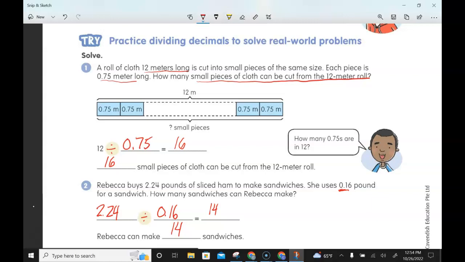So this concludes the video on lesson 3.6, which is dividing real world problems using decimals. We looked at dividing, adding and subtracting, and multiplying decimals in real world problems. If you have any questions about this concept, please come and see me.